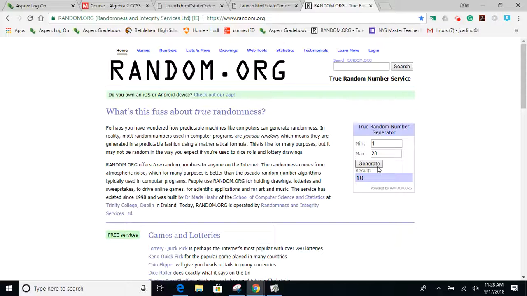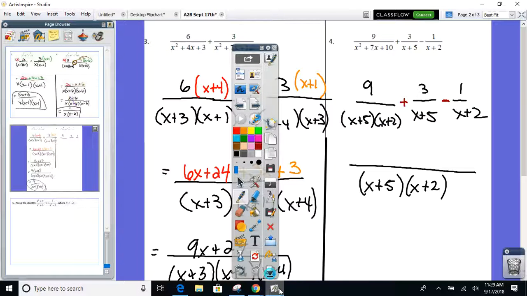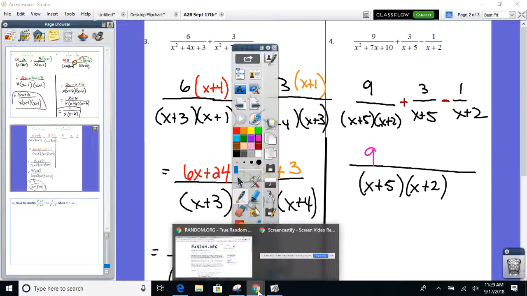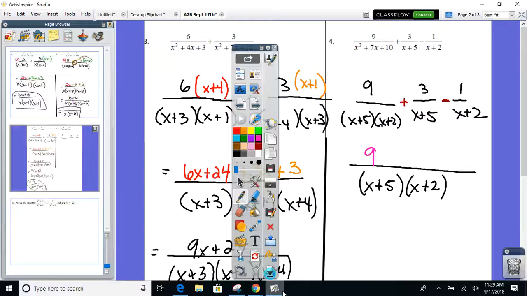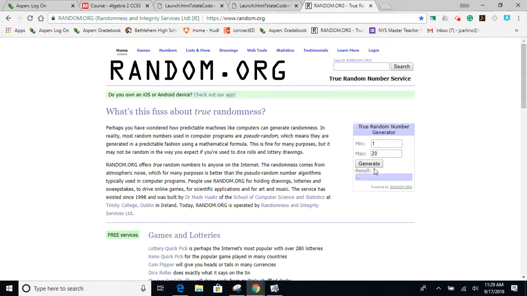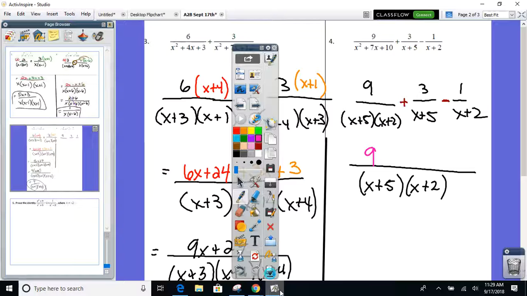What do I multiply by here? What should I multiply the 9 by? Nice! Nothing. It already has the common denominator. Kids are strong today. Nice answer. What do I multiply the 3 by? X plus 2. So I should get 3x plus 6.